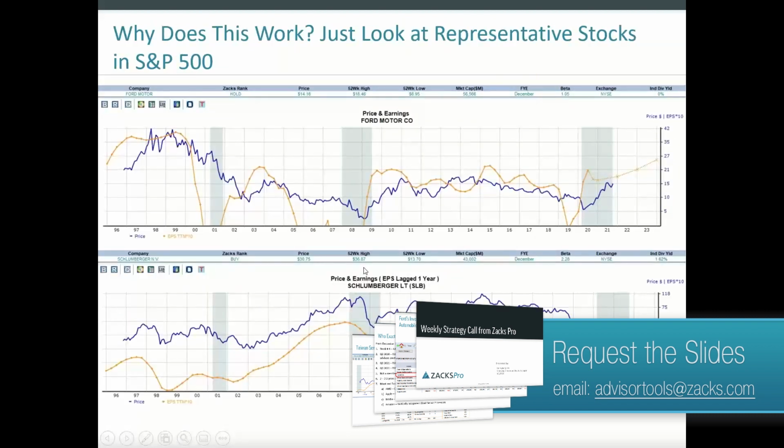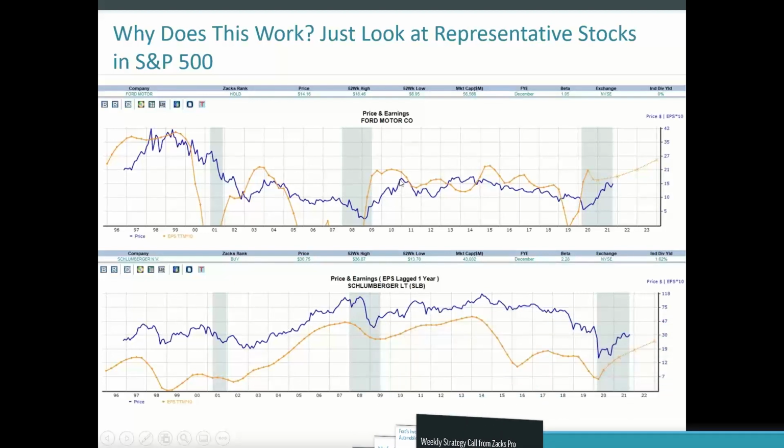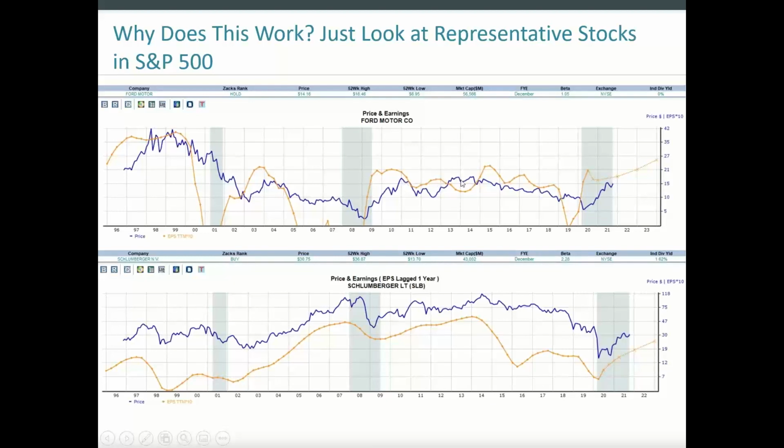So again, just why does this work? I'm just going to run through this so you can get an idea of how you'd present this to your clients, and this slide deck is available for you. Ford Motor Company, these are names that you just don't sit on as a long-term investor. Had you bought this company after the Great Recession, 2010, 2013, 14, even though Ford's done really well, you're still underwater. Same thing with Schlumberger.